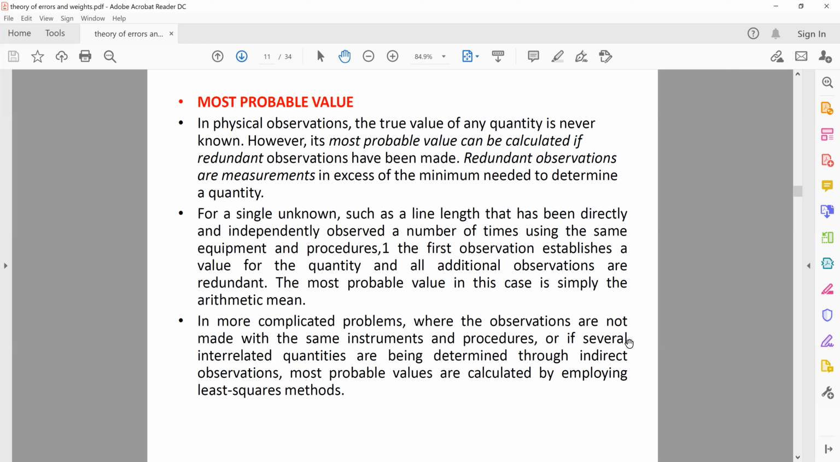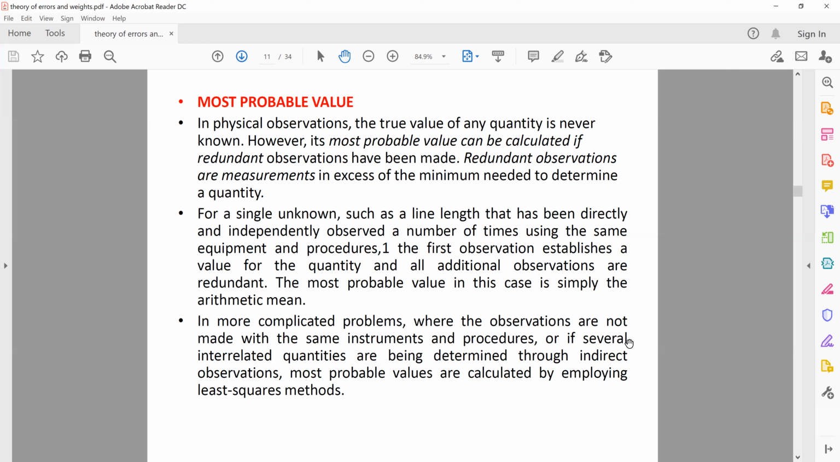So since the true value can never be known or calculated, the most probable value can be calculated if redundant observations have been made. So before sending you guys in to take that value, let's say I took 30 observations myself, and then I took the average and called that the most probable value. So see how I'm not calling it the true value, I'm calling it the most probable value.